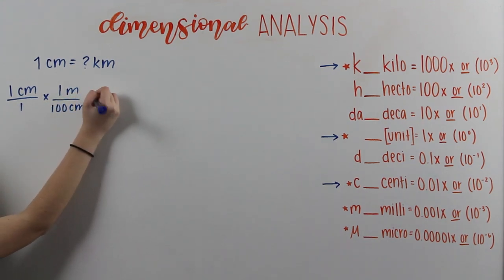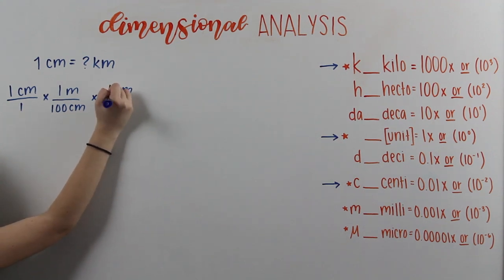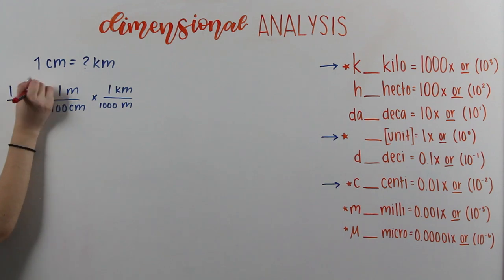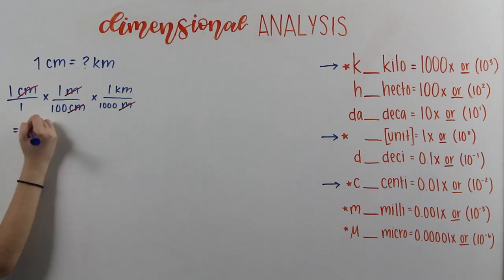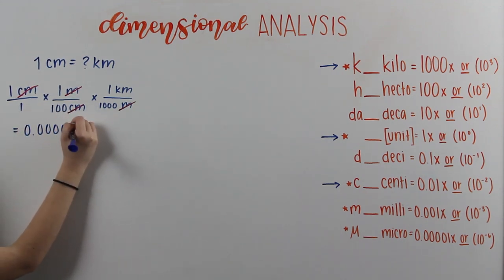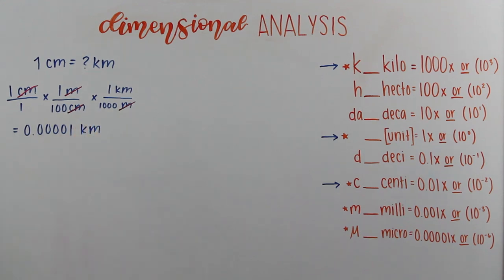We need to convert meters to kilometer. We know that 1 kilometer is 1,000 meters. Now we want to cancel out meters, so we put 1,000 meters at the bottom and 1 kilometer at the top. After cross-canceling, we end up with our desired unit, kilometer. Now we multiply the top and divide the bottom. 1 divided by 100 divided by 1,000 is 0.00001. Adding in our desired unit, we have the result of 0.00001 kilometers.